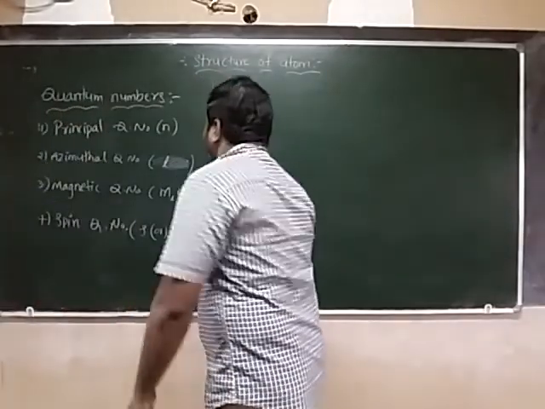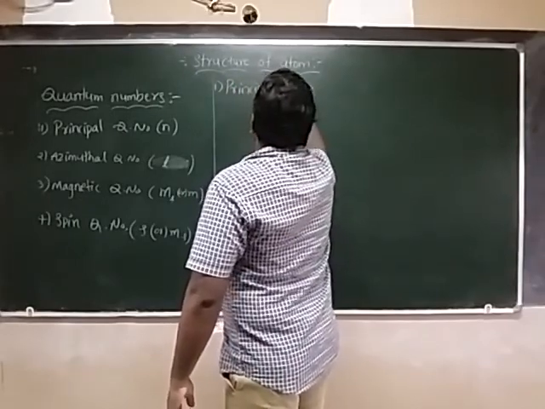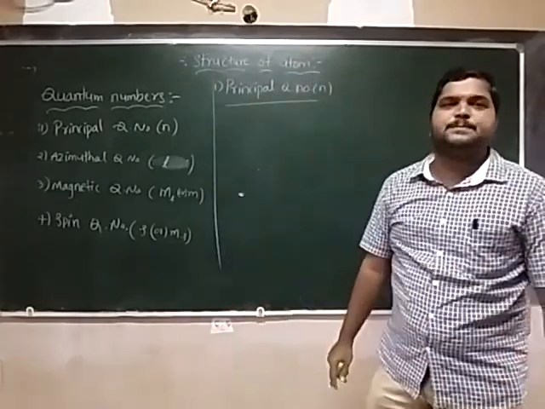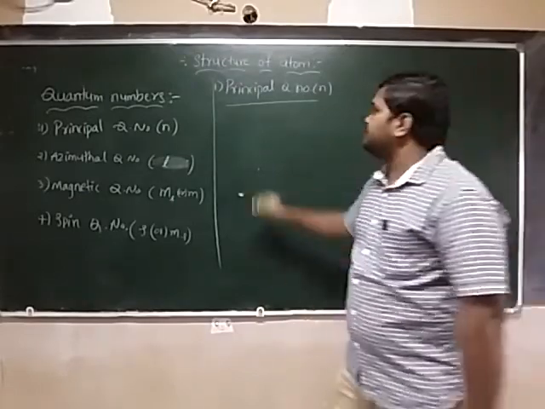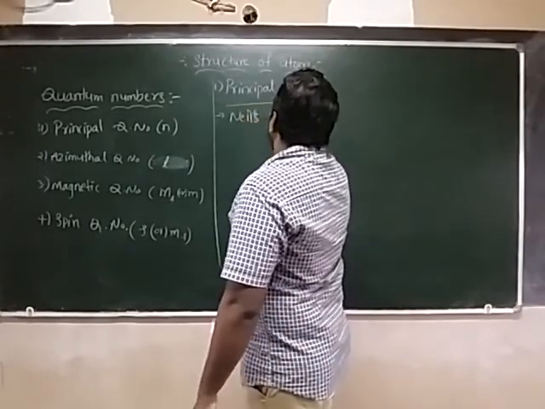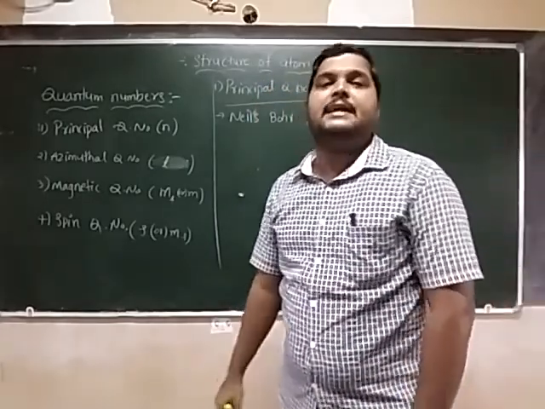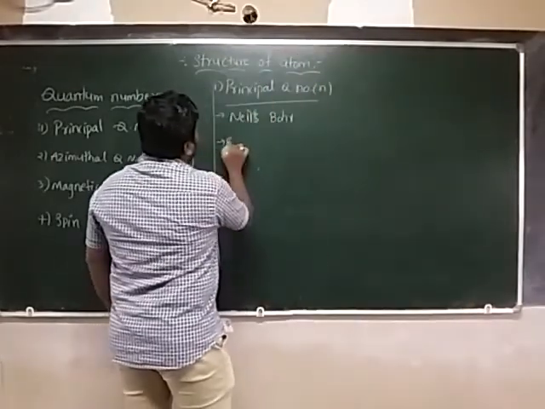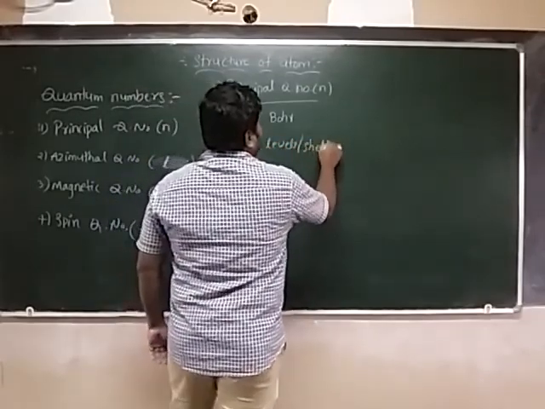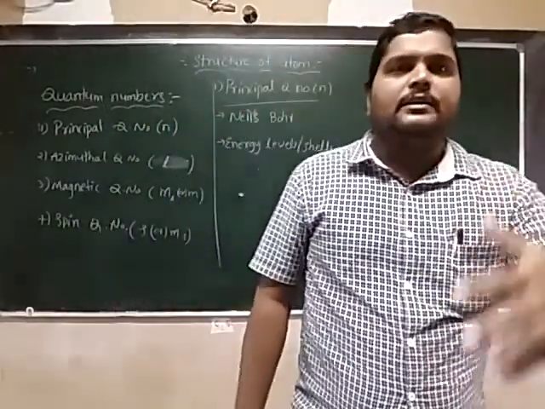So first we will see them one by one. First one, principal quantum number. That is indicated with the small n. Principal quantum number was proposed by Niels Bohr. It mainly gives information about the energy levels or shells. So actually, what do quantum numbers explain?